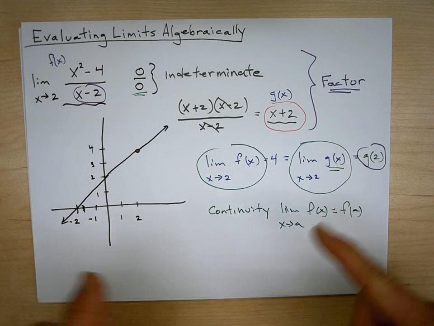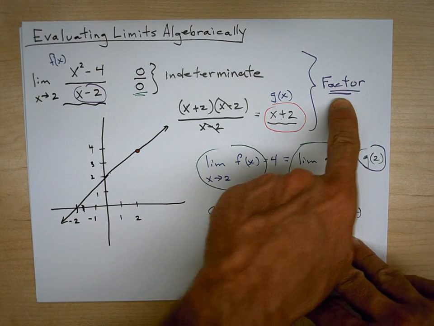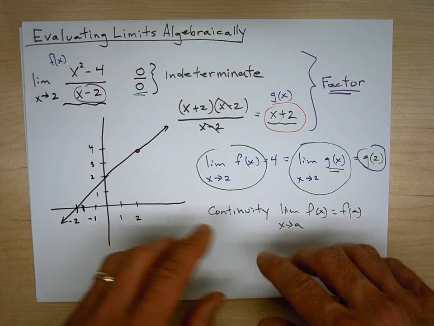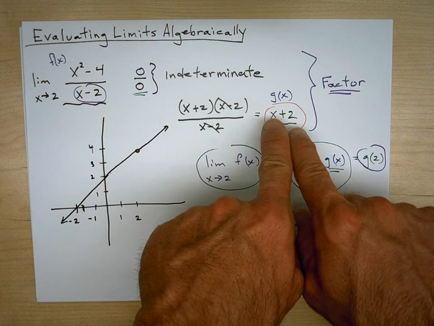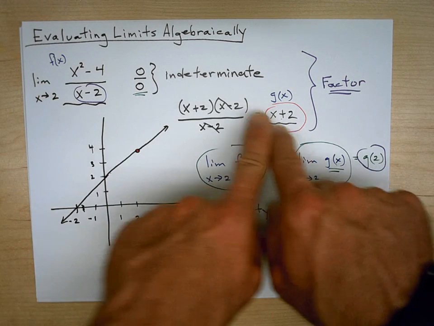In the next video, I will give you some examples. So we have factoring. There are a handful of techniques that we could use that would help us transform functions that are not continuous at a point into functions that are, and then use the continuity of that function in order to find the limit of this one.